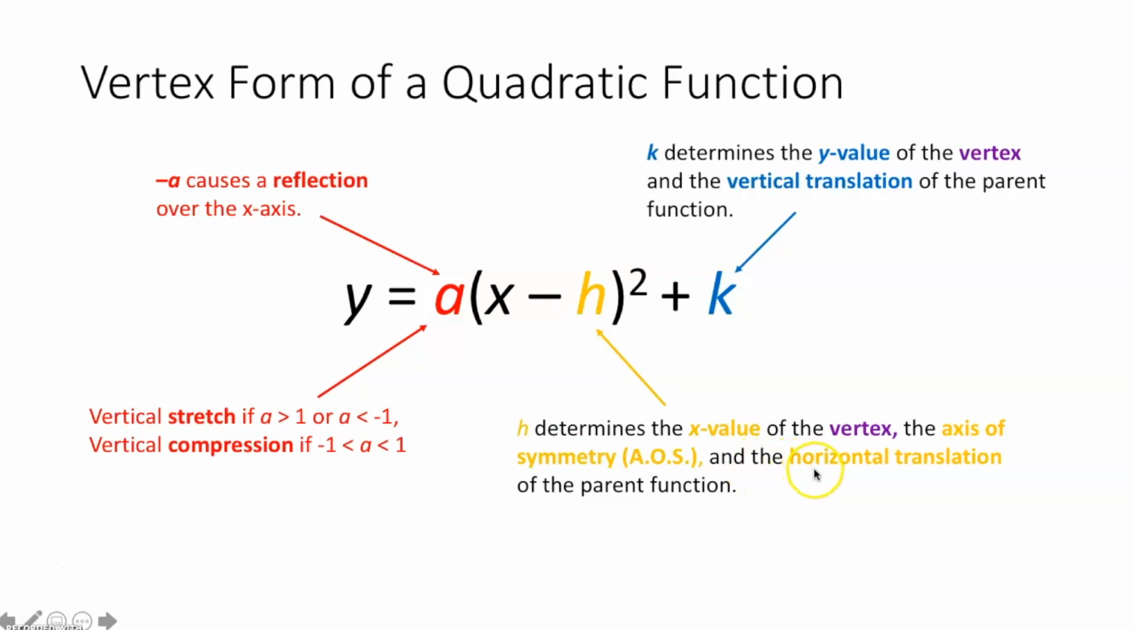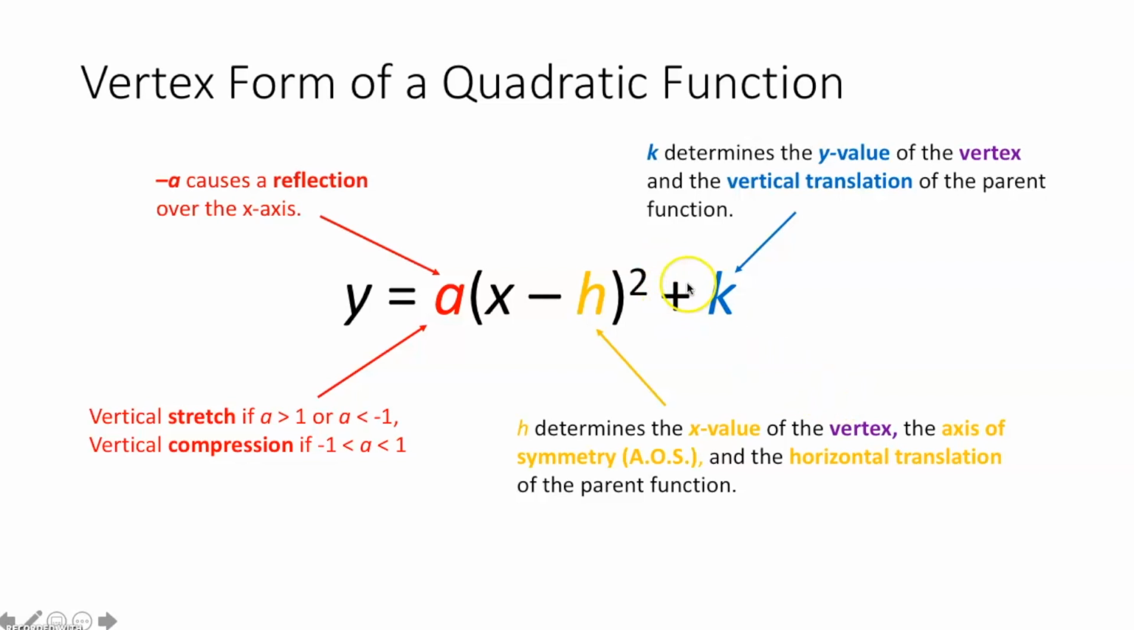And it's the horizontal translation of your parent function. It tells you how many units to move left or right from your parent function. Your k value, again, is the y value of the vertex, and it's the vertical translation of the parent function. So it tells you how many units up or down to move from the parent function.